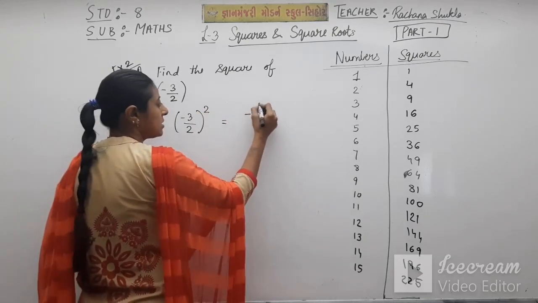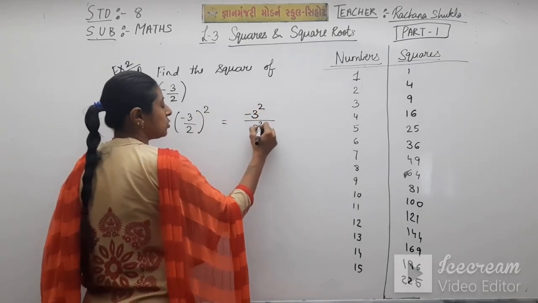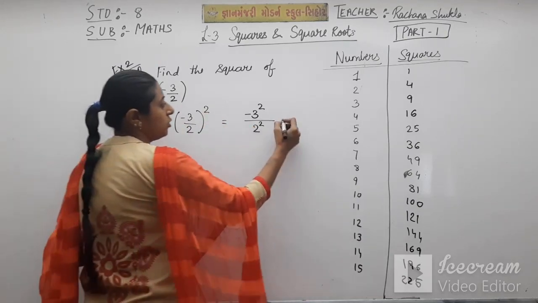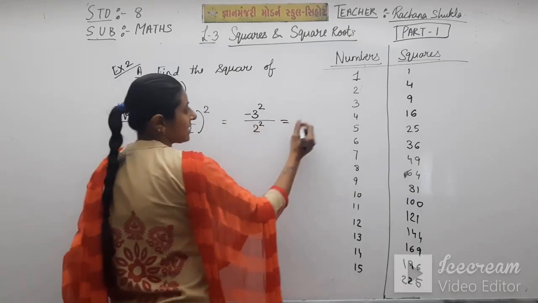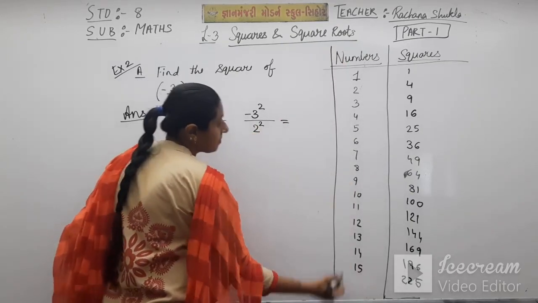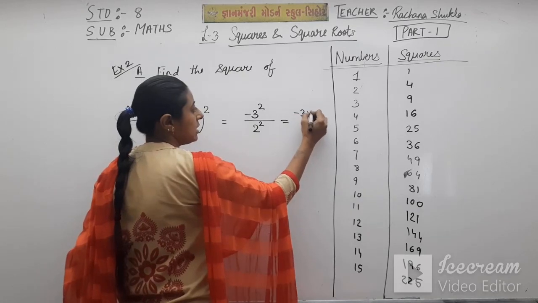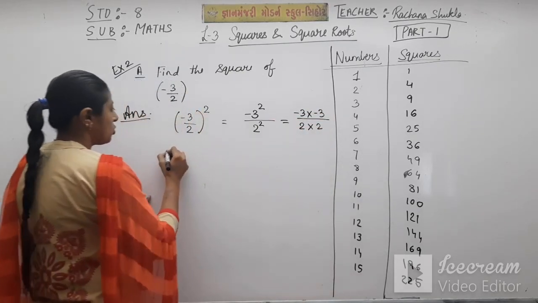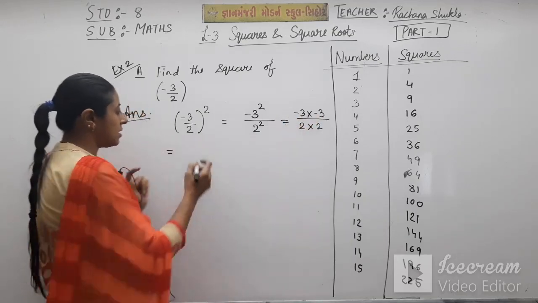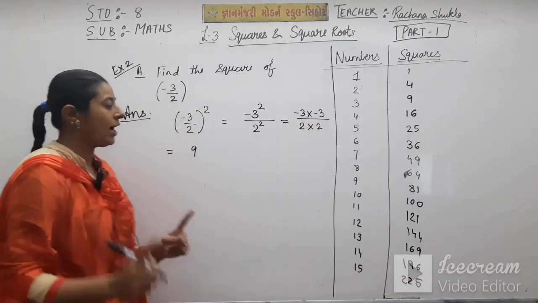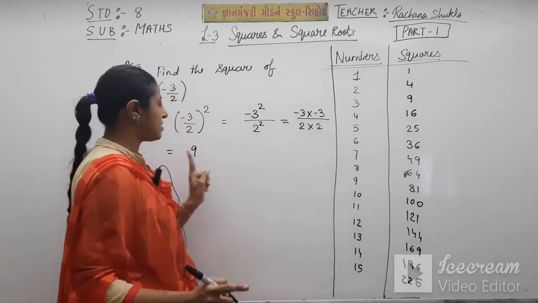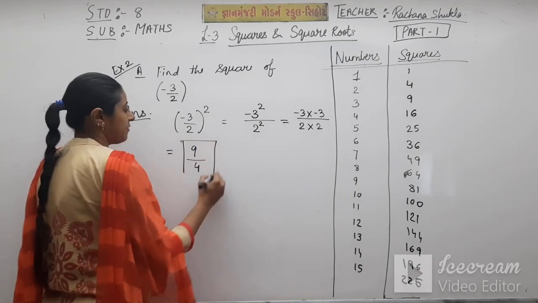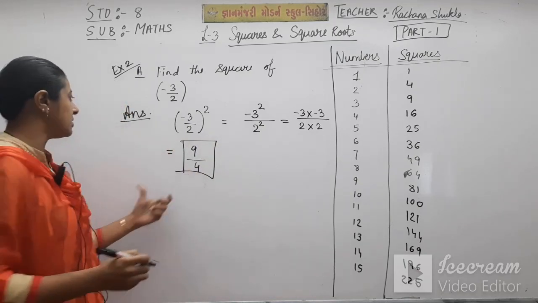Then minus 3 raised to 2 and 2 raised to 2. The same method which we learnt two minutes before, then expand it: minus 3 into minus 3 and 2 into 2. So what will be your answer? 3 3s are 9, plus 9. Why plus 9? Minus minus plus. 2 2s are 4. 9 upon 4 is your answer.